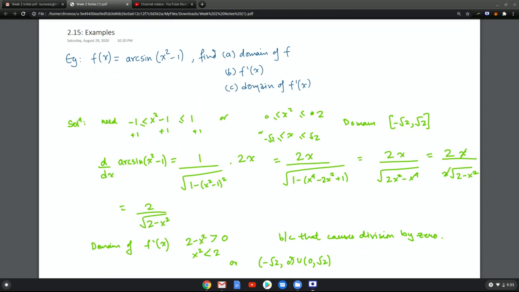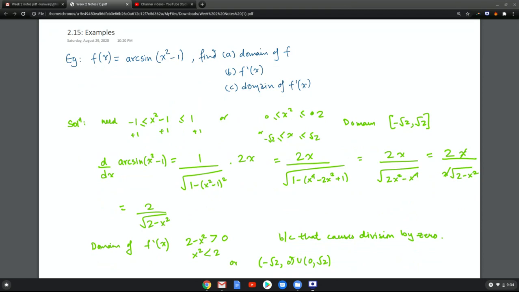Given a function arcsine of x squared minus 1, you're asked to find the domain of f, the derivative of f, and the domain of the derivative. Now recall that since the function sine only gives an output between -1 and 1, the function arcsine can only take inputs between -1 and 1.